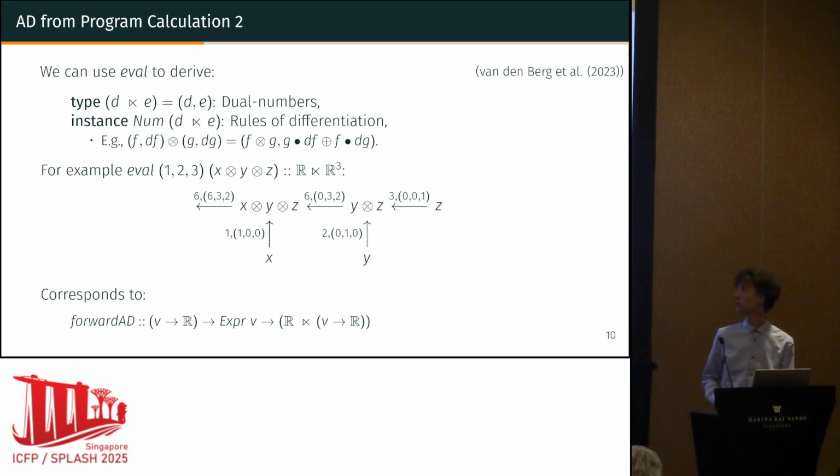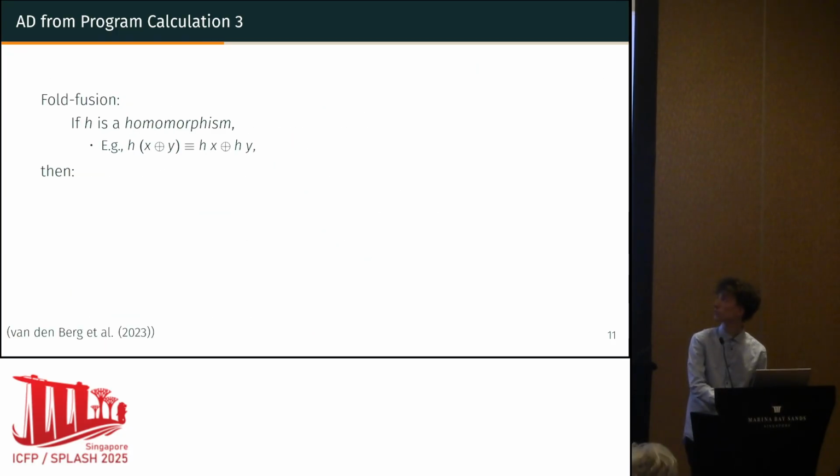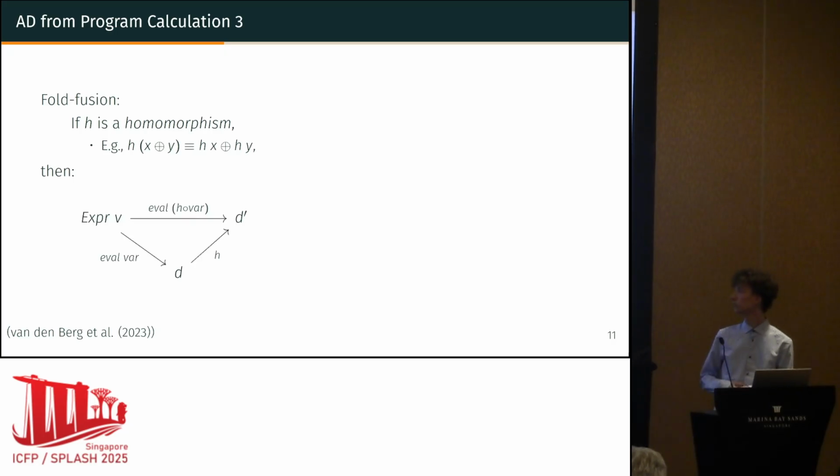And actually, you might note that this algorithm corresponds essentially directly to forward mode automatic differentiation. But we wanted reverse mode automatic differentiation, and the way we'll get there is by using fold fusion. Fold fusion says that if I have a homomorphism H, and being a homomorphism just means that it preserves some sort of structure, which in our case is like zeros, ones, addition, and multiplication, then if I evaluate and then apply H, this is actually just the same as evaluating with H.